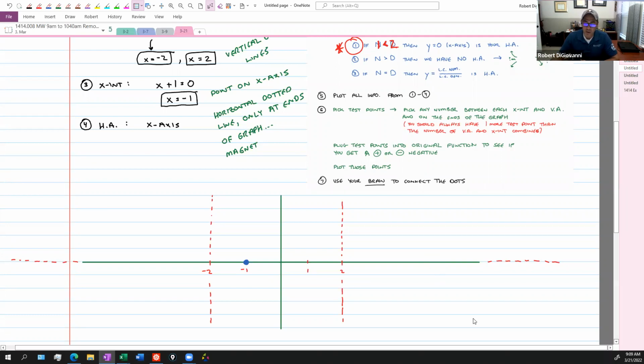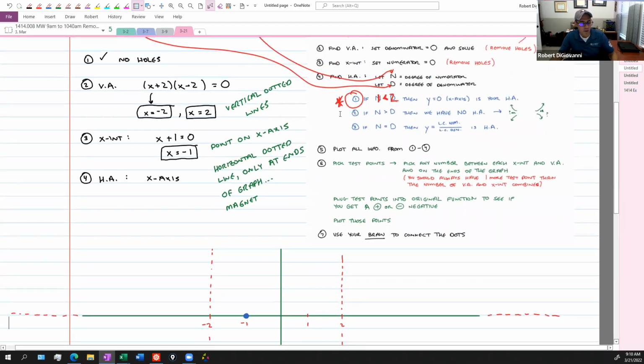Now what I need is to move on to step 6, which is to pick some test points. And what I told y'all was, to figure out how many test points you need, you look at how many verticals you have and how many x-intercepts. So I have 2 verticals and 1 x-intercept. That gives me three different values there, 2, -2, and -1. Since I have 3 verticals and x-intercepts together, that means I'm going to have four test points, okay?